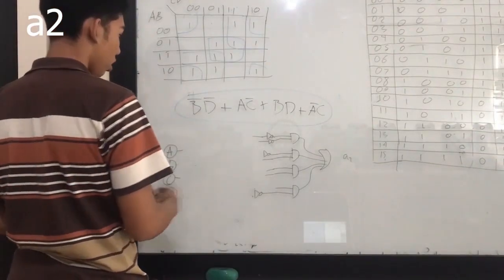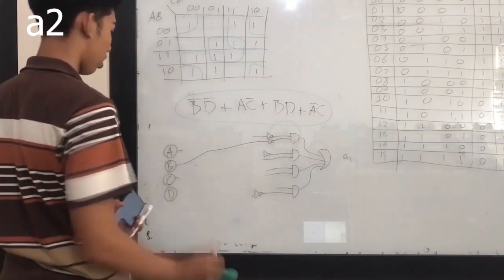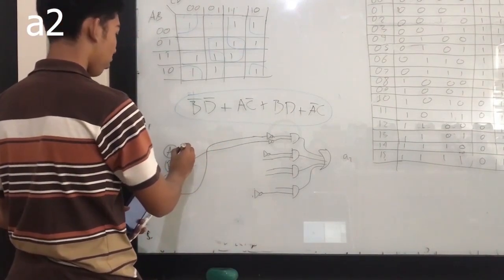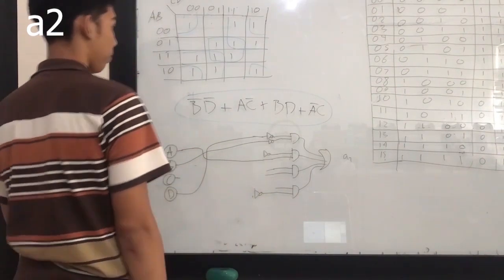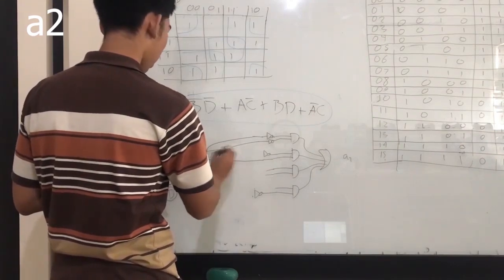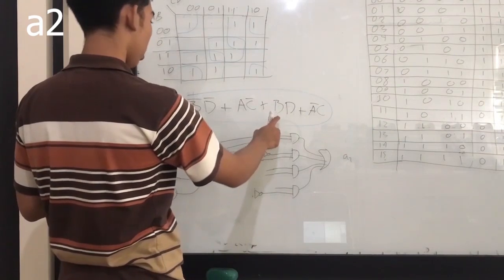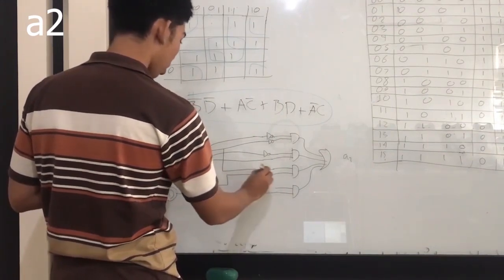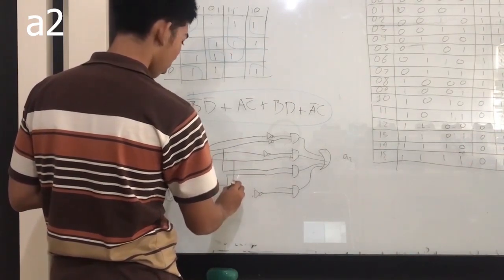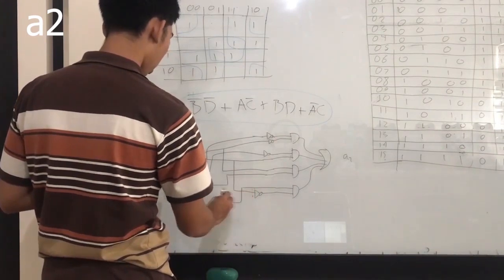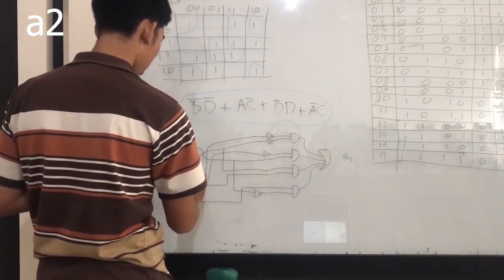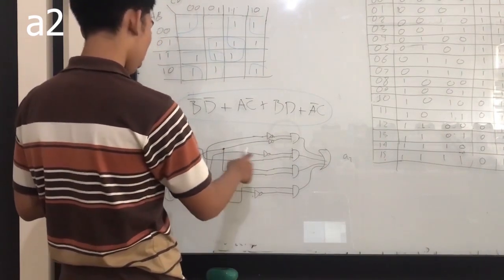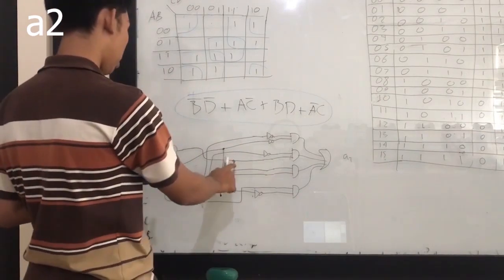Yes, B inverse D inverse, and A inverse C. So A, B, C, D.